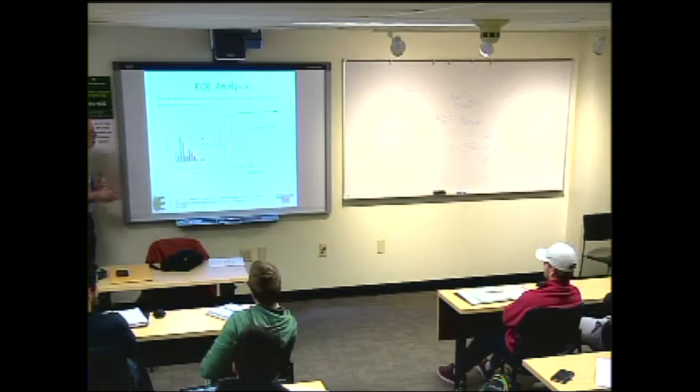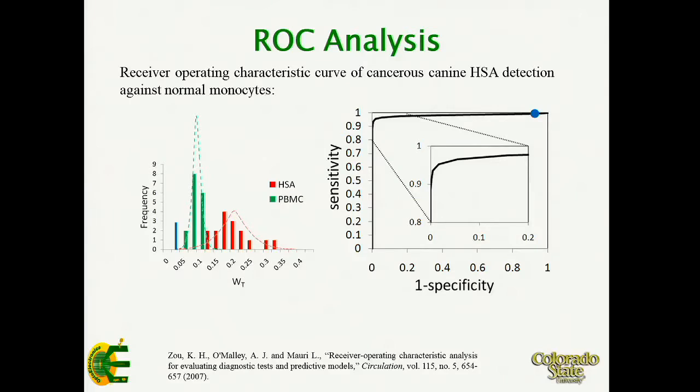So, but it gets used in all sorts of applications. This is some data from a paper that I published with a grad student. Again, it seems like everything's a decade ago. We were looking at the difference between a cancer called hemangiosarcoma and white blood cells.